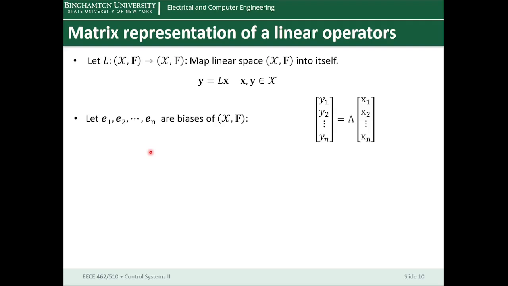Here A is an n by n matrix because both the domain and codomain have the same dimension. In this setup, the ith column of the matrix A is simply the coordinate representation of L applied to basis vector e_i, expressed again in terms of the same basis e1 through en.